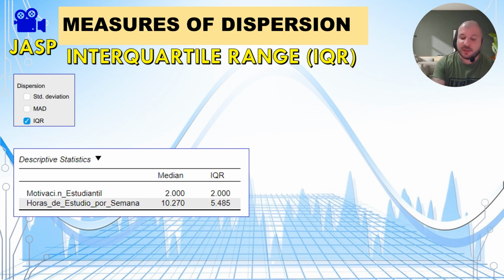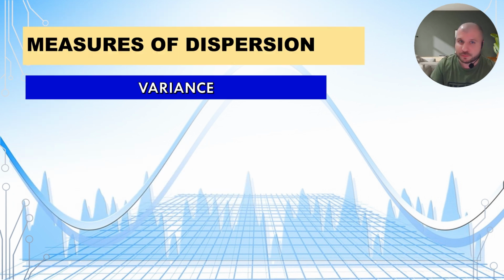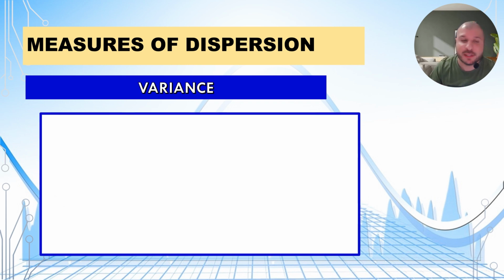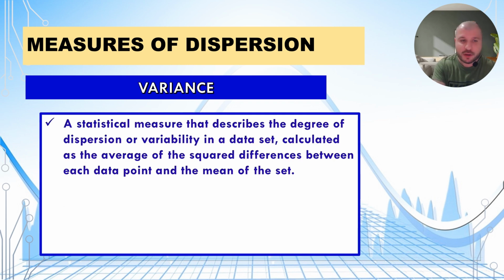So this is in the case of the interquartile range. We have a last measure of dispersion, okay? And this last measure of dispersion is the variance. Now, what is the variance? Here you got the definition: it's the degree of dispersion or variability in a data set, and it's calculated as the average of squared differences between each data point and the mean of the set.